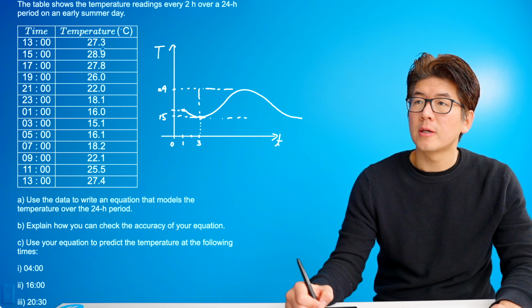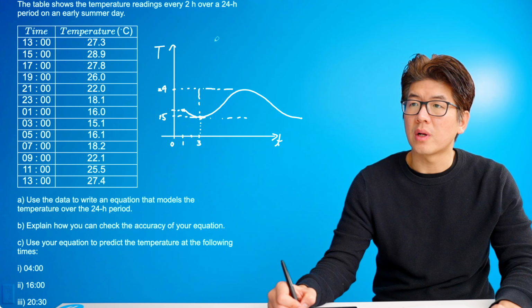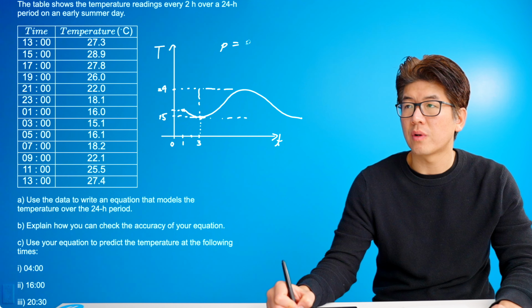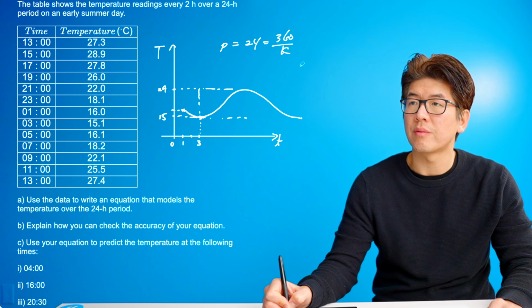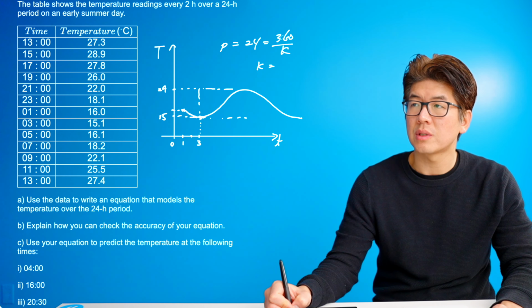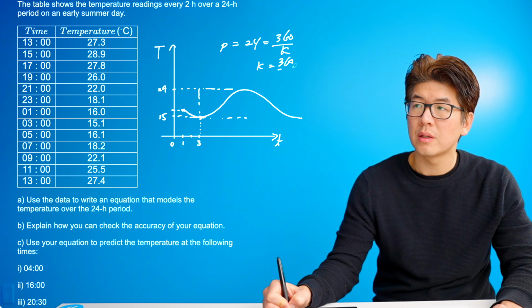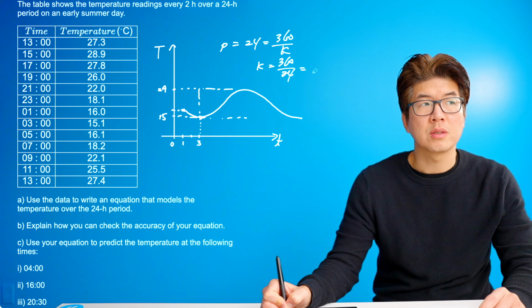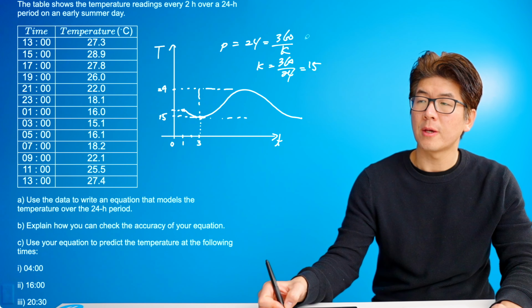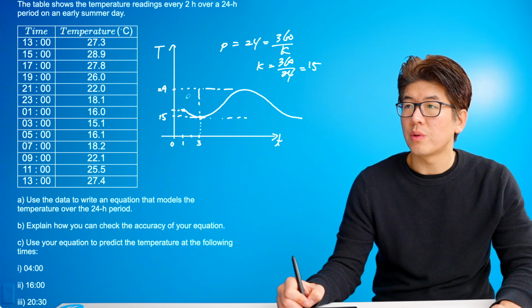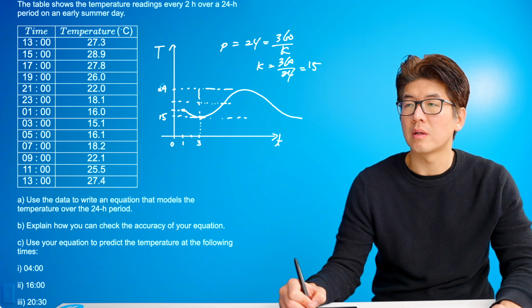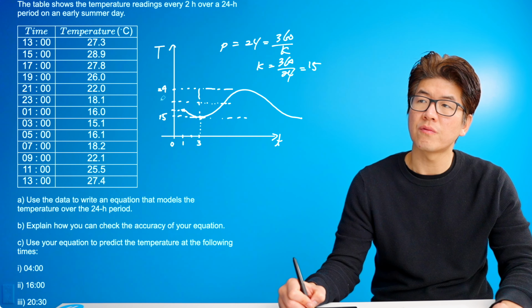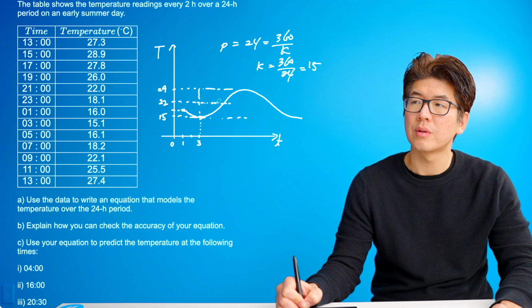Okay, clearly the period is 24 hours. So 360 degrees divided by k, right? K, if we do 360 divided by 24, it's going to be 15. Okay, so we need the k value and we need the middle value. So 15 plus 29, that's 44. So this is 22 in the middle here.